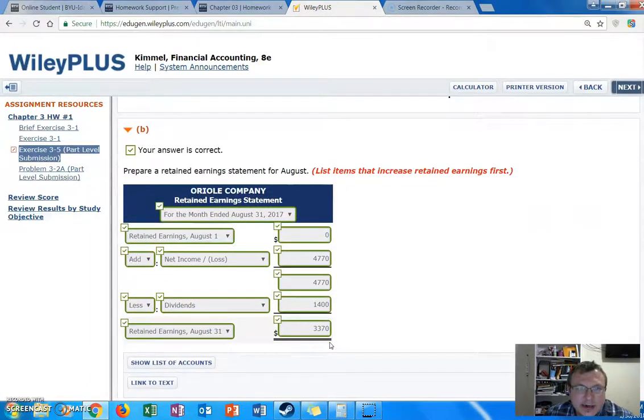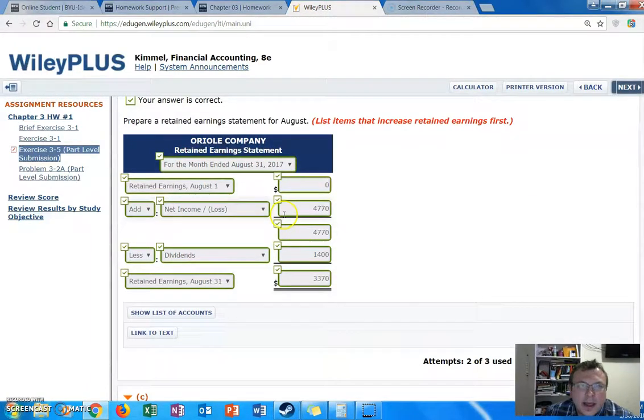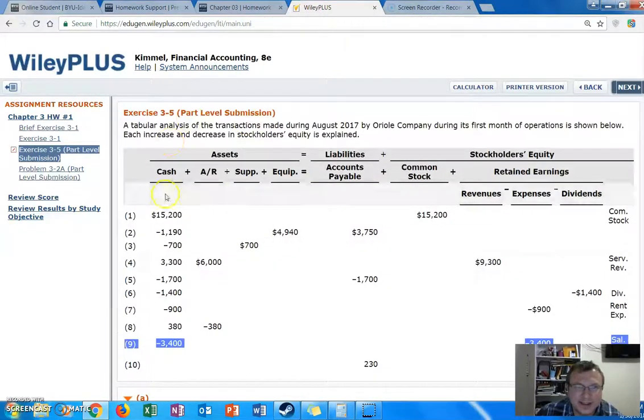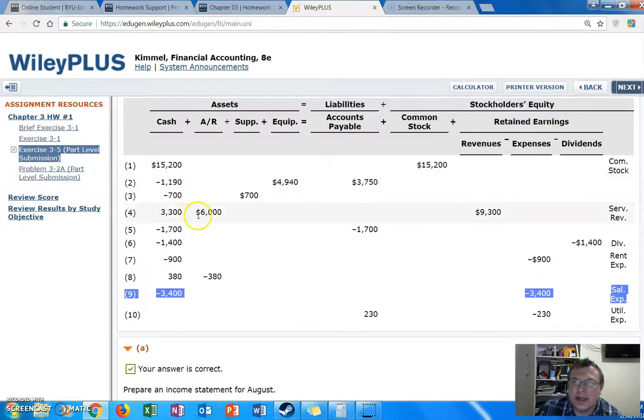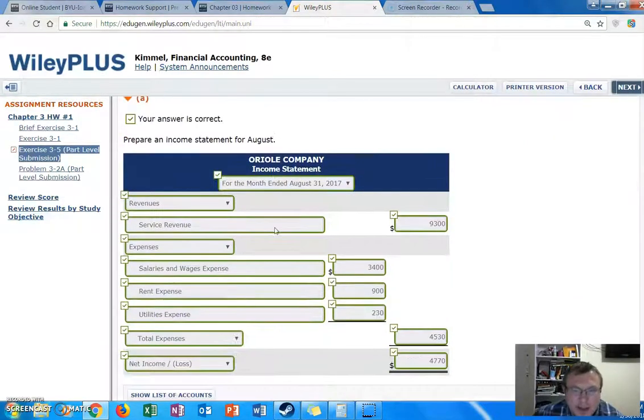Next one is your retained earnings statement. So that's for the month ended August 31st, 2017. Retained earnings at the beginning of the month was 0 because it's a brand new company. There hasn't been any previous months to have retained earnings. Even though it doesn't tell you here that there's 0 retained earnings, it's a new company, and since it doesn't say anywhere, you know that it is 0. Okay, so come down here.